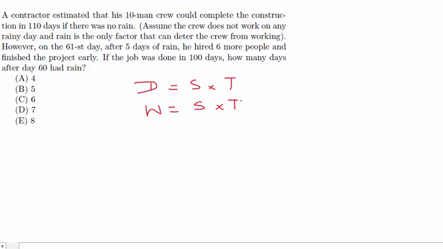The only additional thing which we add is a factor called n, which is the number of people or the number of entities involved in doing that work. Otherwise, the formula remains the same.